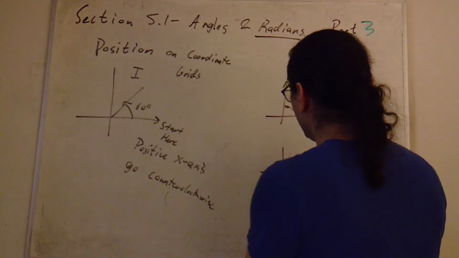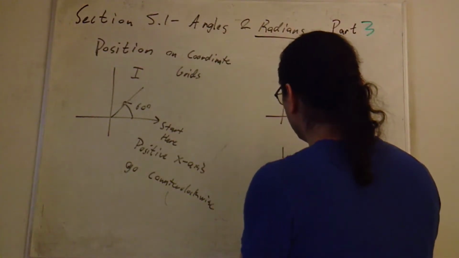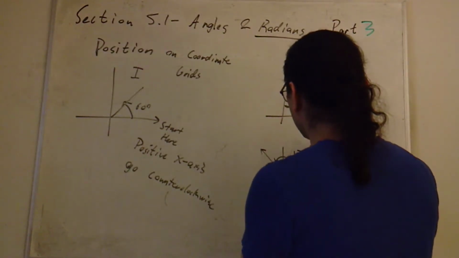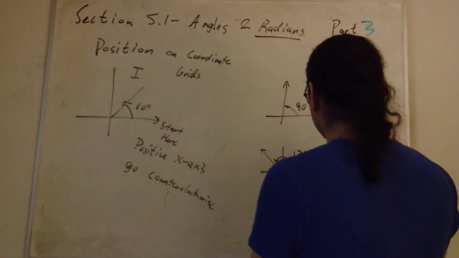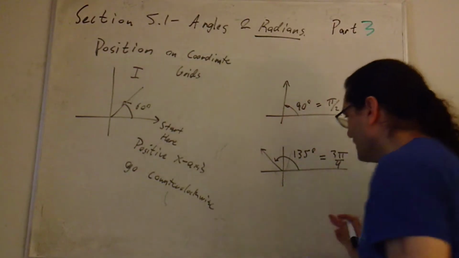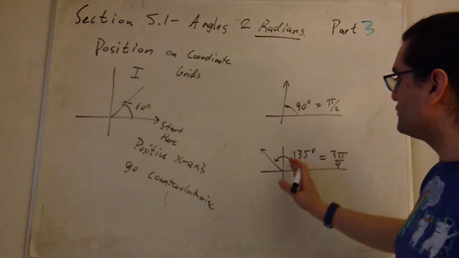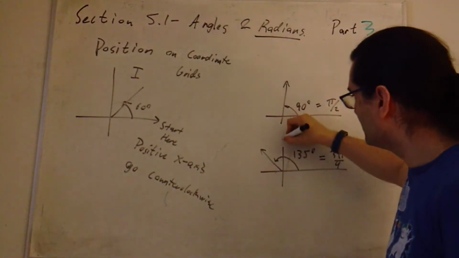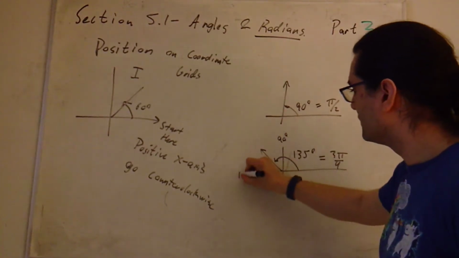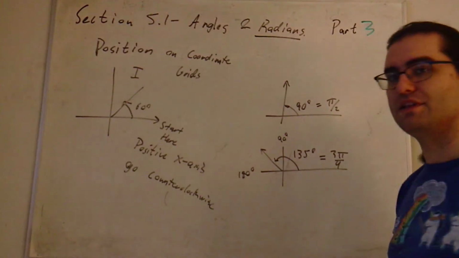Anything between 90 and 180, so if you're coming over here, this is maybe 135 degrees. That's 3 pi over 4 radians. Anything between 90 and 180 will be in the second quadrant.